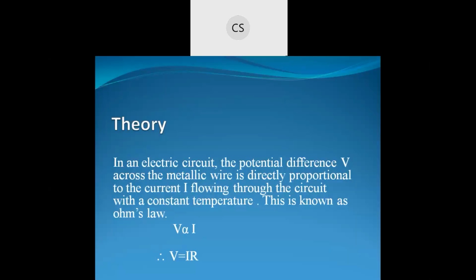Theory: in an electric circuit, the potential difference V across the metallic wire is directly proportional to the current I flowing through the circuit at a constant temperature. This is known as Ohm's law. Mathematically, V proportional to I, or V is equal to IR, or R is equal to V by I, where the proportionality constant R is the resistance offered to the flow of electric current.